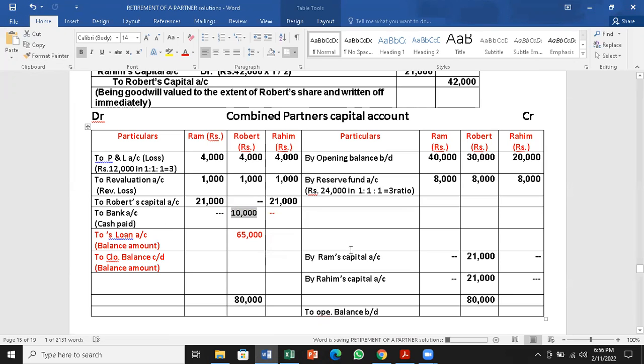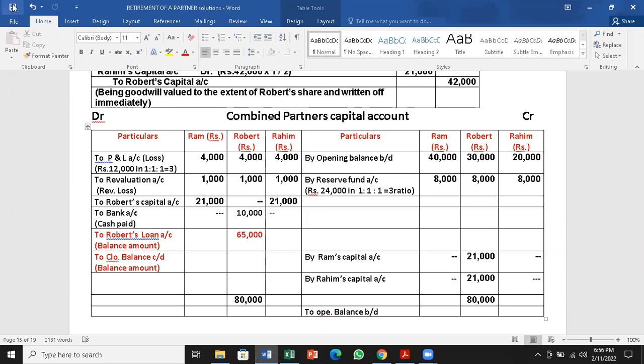This is the only new thing compared to admission, what you are going to find here, how the payment is to be done. So part payment and part will go to loan account. So to Robert's loan account, remember balance amount is 65,000. So Robert's account is settled. Robert's account is closed. So Robert is no more a partner of the business.